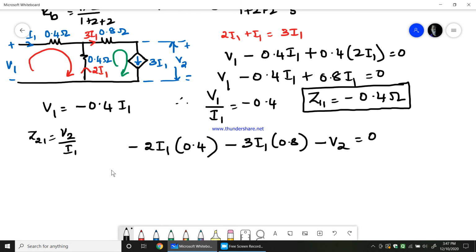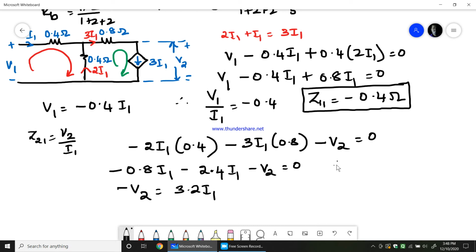Fine. So minus 2 into 0.4 is minus 0.8 times I1, minus 0.8 into 3 is 2.7 I1, minus V2 equals 0. Therefore, minus V2 would be equal to 2.7 plus 0.8 is 3.5, right? One second. Oh, sorry, I made a mistake here. This is 2.4 actually. 8 3s are 24. Sorry, 2.4 I1. Okay, so minus 0.8 minus 2.4 is minus 3.2. Therefore, V2 by I1 would be equal to minus 3.2. Therefore, Z21 in this problem is equal to minus 3.2 ohms.